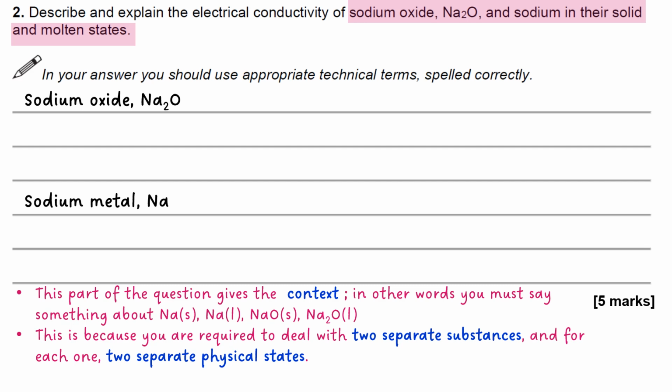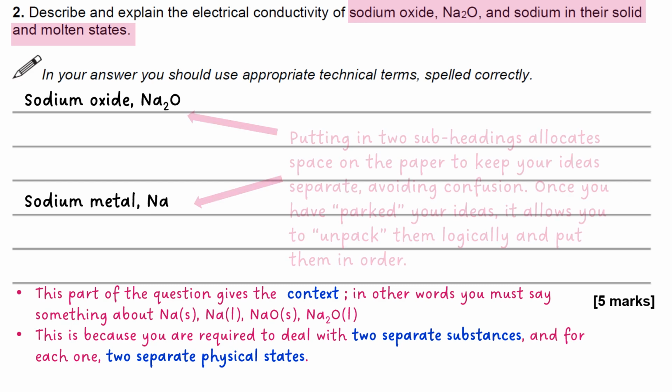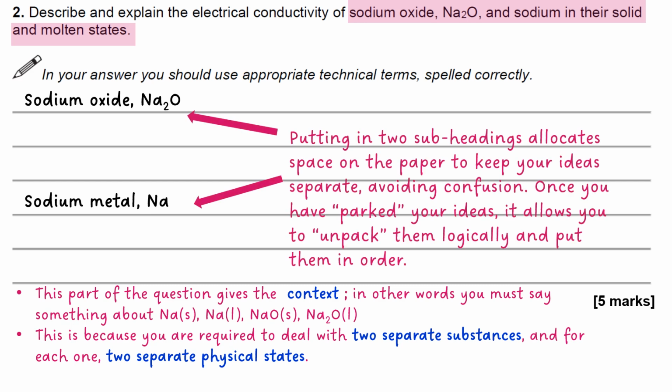So taking each substance and putting it in two separate parts of the answer space allows you to keep your ideas separate so you don't get confused between one and the other. Once you've parked your ideas, this allows your brain to unpack them logically and put them in order, again preventing the sense of exam panic or getting confused or tripping up over what you're trying to say.